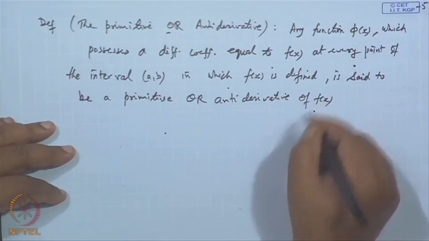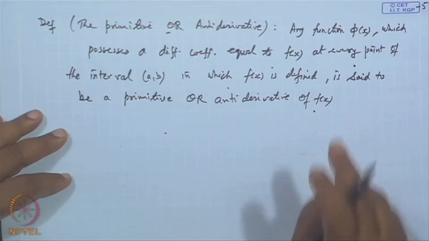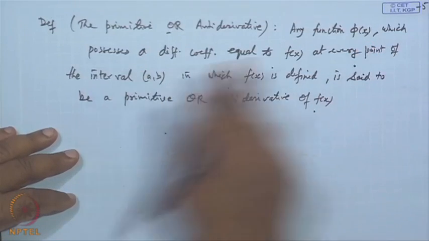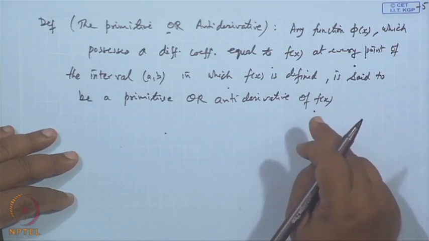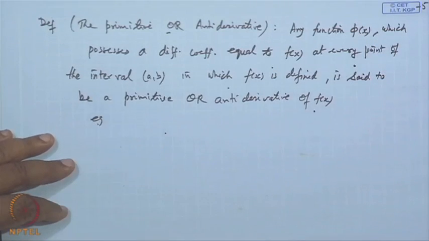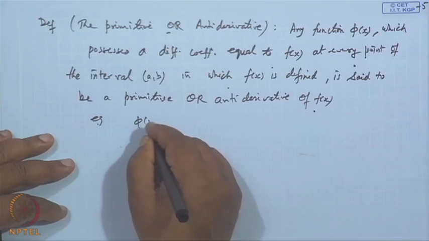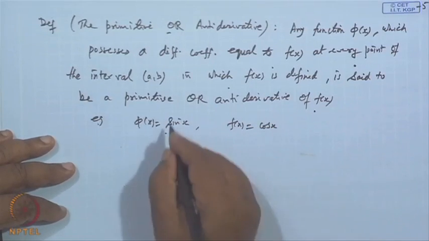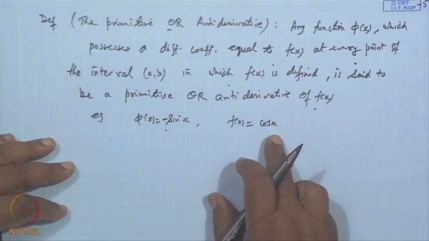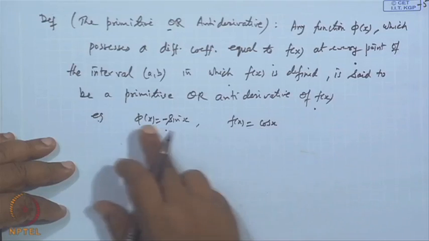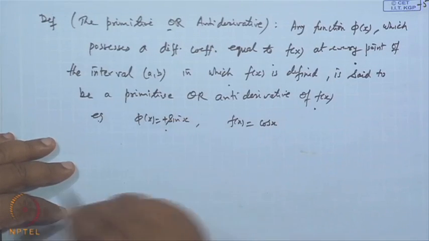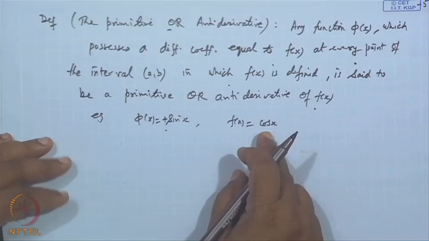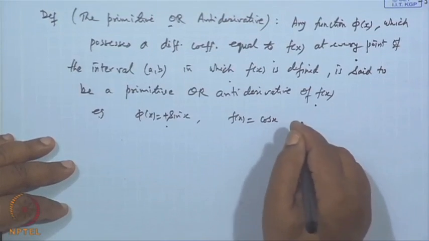So, what it says is, suppose phi(x) is a function such that its differential coefficient coincides with f(x) at every point, then we say phi(x) is an antiderivative of f. For example, if I take phi(x) as sin x, then f(x) is cos x. So, sin x is an antiderivative of cos x, because the derivative of sin x coincides with f(x). Similarly, we can get other examples like this.